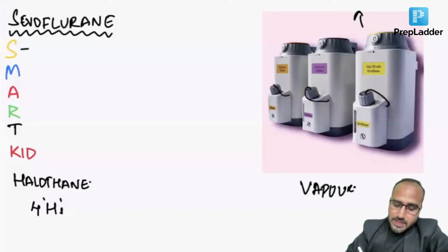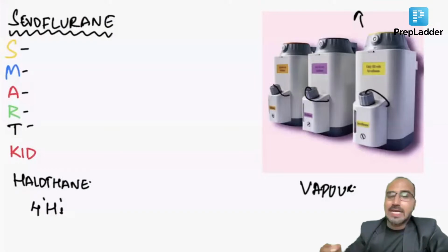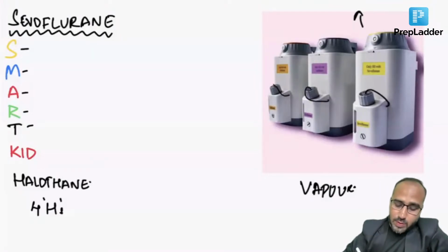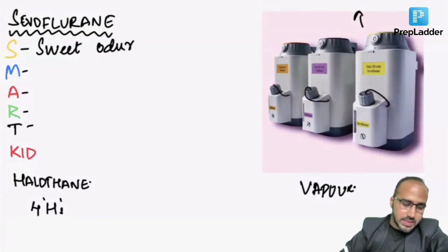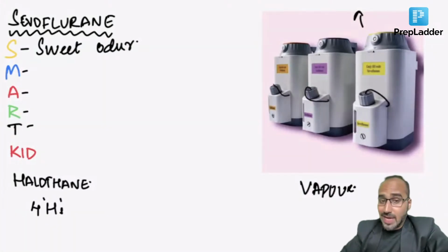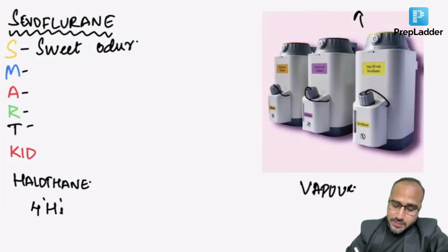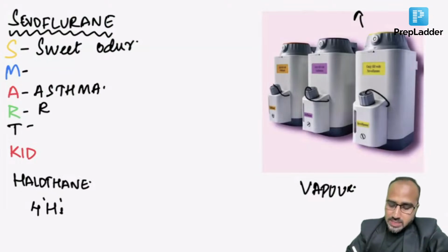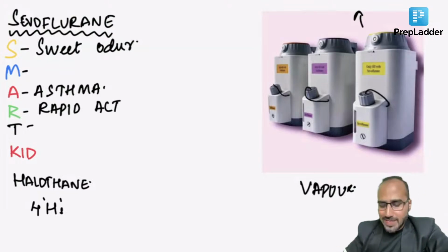For sevoflurane, you have to remember a mnemonic called SMART KIT. What does SMART KIT mean, guys? Sevoflurane has a sweet odor, and it is yellow in color. M stands for what? A stands for use in bronchial asthma. R stands for rapid acting. Rapid acting, why? Because it has a low blood gas coefficient.